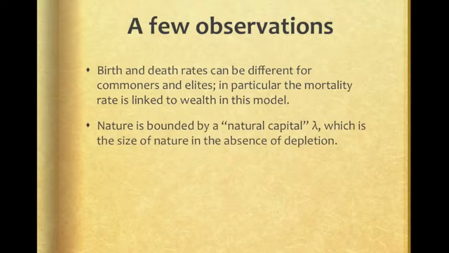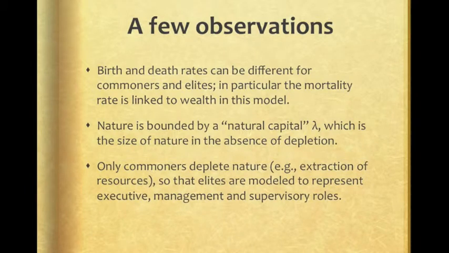Nature is bounded by so-called natural capital, lambda, which is the size of nature in the absence of depletion. I mentioned this before. And only commoners deplete nature. And this is typical, for example, to denote extraction of resources, so that elites are modeled to represent more like executive management and supervisory roles within the population, not directly involved in the depletion of nature. Okay?